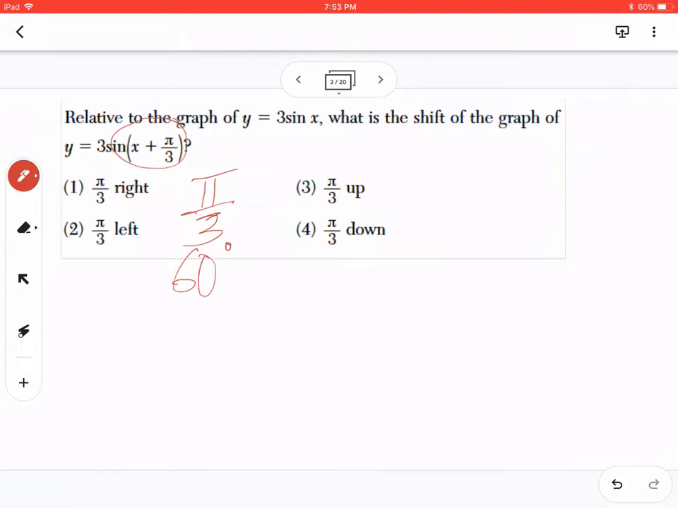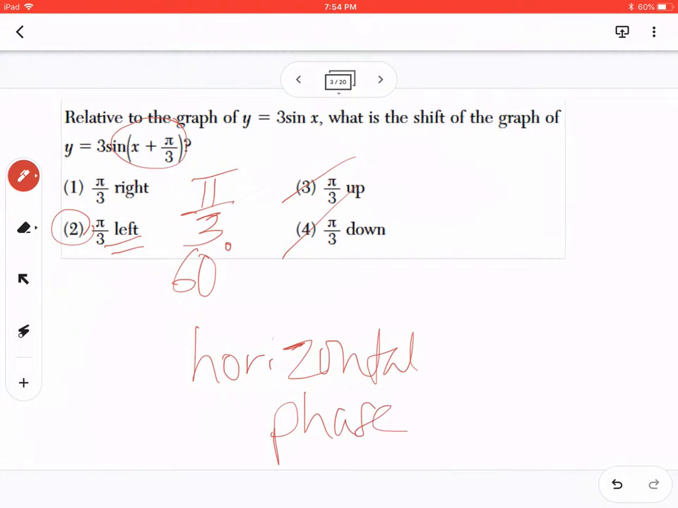Since x is being added to pi over 3, we're moving to the left pi over 3 units. If it was subtracted, it would be going to the right. And whenever the change is in parentheses, it's the horizontal change, which is going to control left or right. Up and down would be the vertical change. This horizontal change could also be referred to as phase shift.